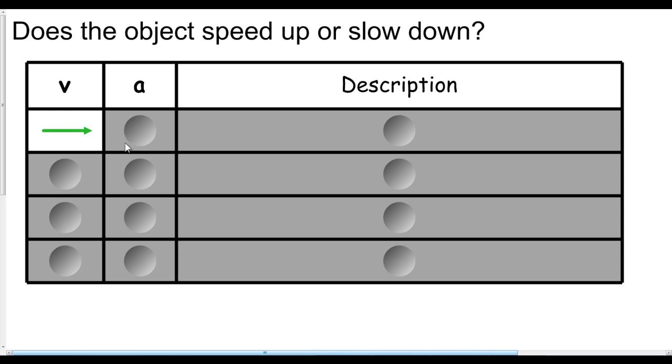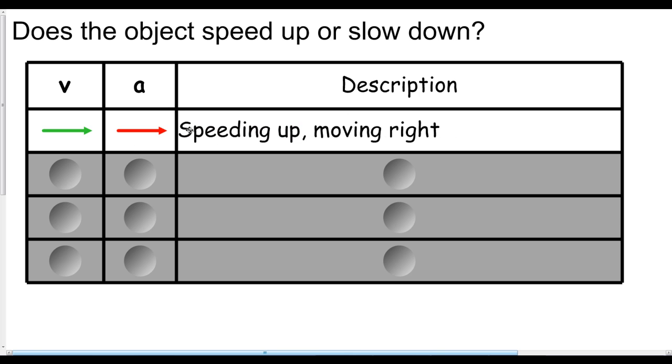So we'll start with this. My velocity vector direction is to the right, and my acceleration vector is to the right. So what's happening is that the object is speeding up and it's moving to the right. What determines my direction of motion is the velocity. The acceleration has nothing to do with that. The acceleration only determines whether it's speeding up or slowing down.